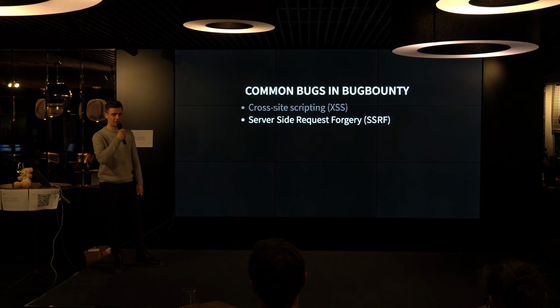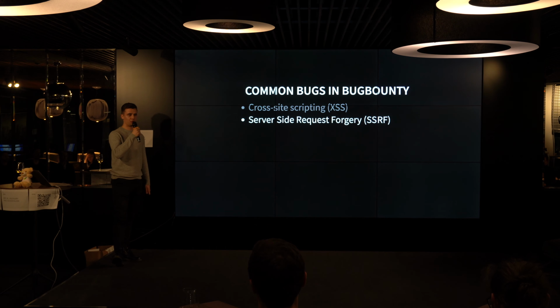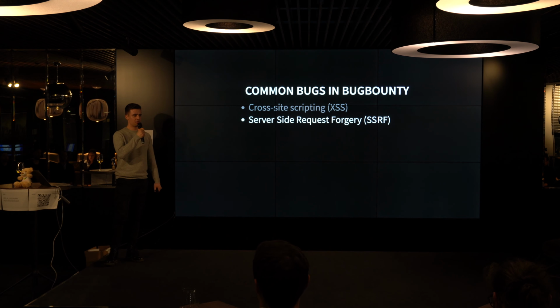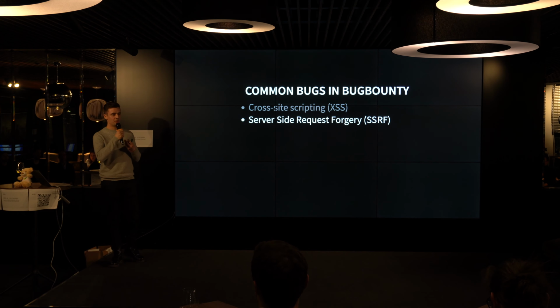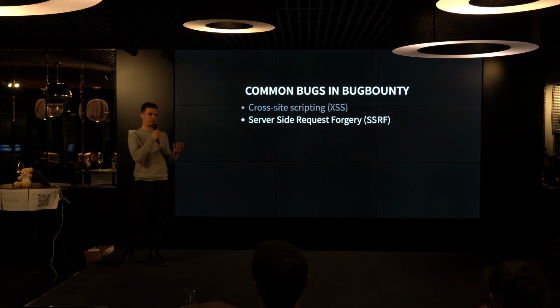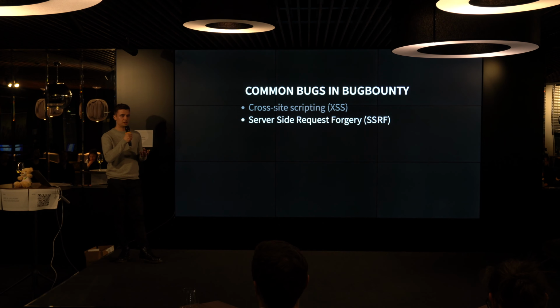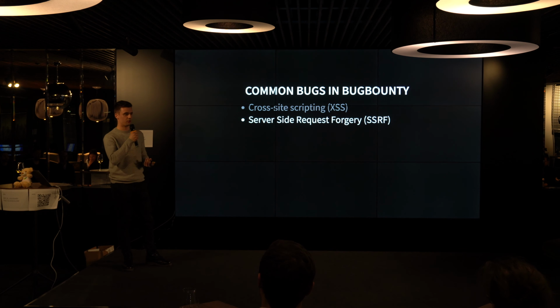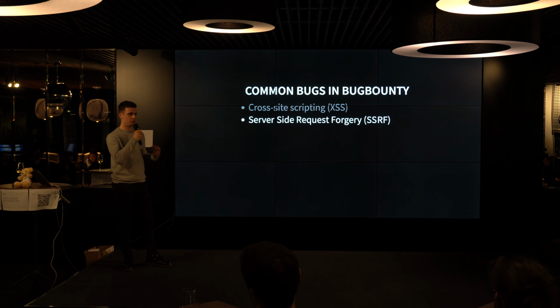Does everyone know what SSRF is, by the way? Please raise your hand if you don't and you would like to hear about it. Okay, so SSRF is basically when you make the server of the application make a request from its host. So the server itself will make a request to some endpoint. This means that the server, of course, is in some internal network, and then you can access the internal network or the local interface of the host itself.